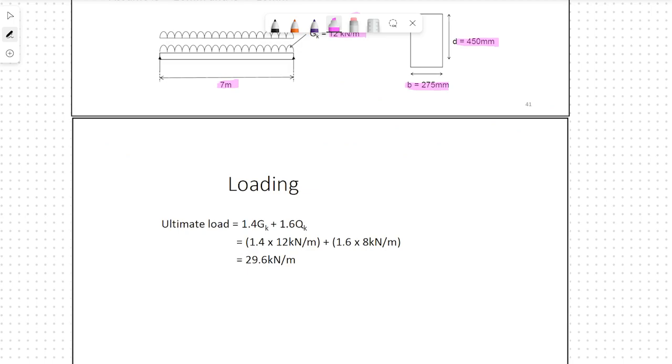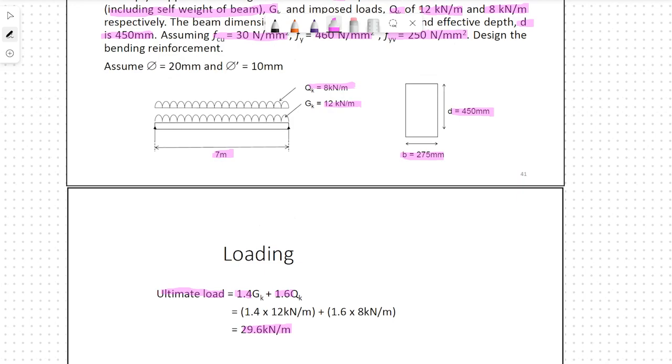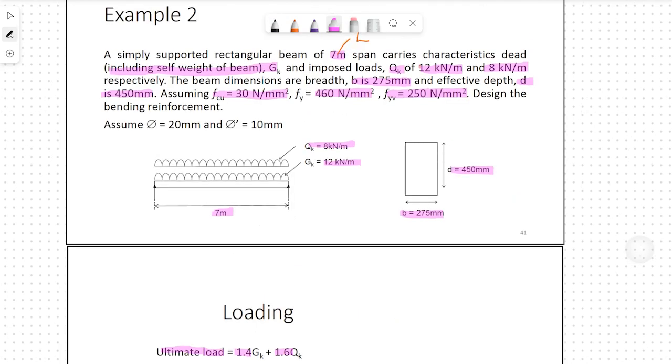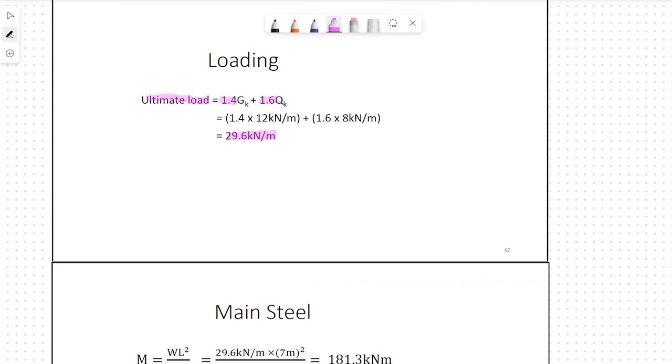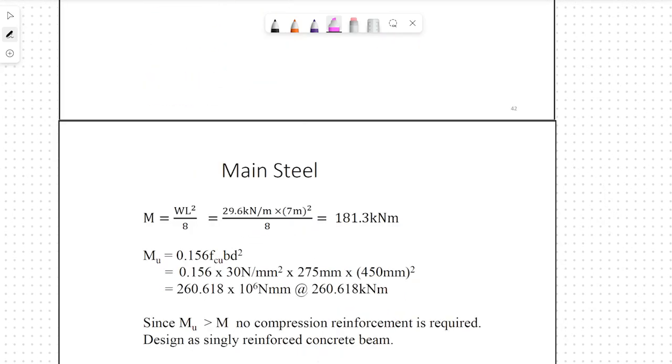We will start with loading and calculate the ultimate load. We know that the partial safety factors are 1.4 for dead load and 1.6 for imposed load. So just substitute directly. No need to calculate the self weight because it is already included in the 12 kN per meter for the dead load. So that is for our loading.